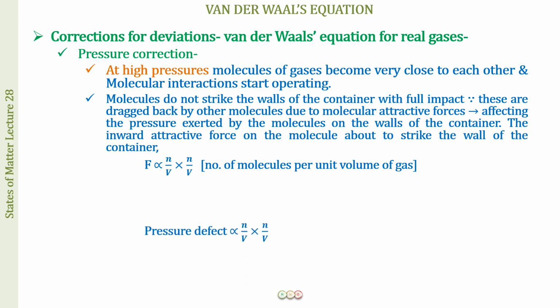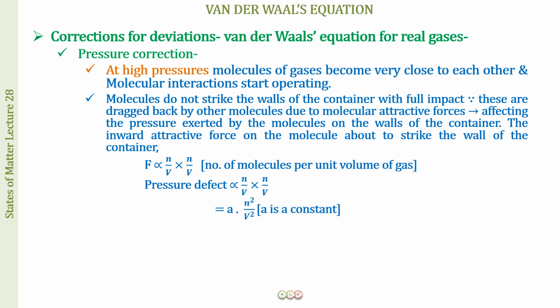So the pressure decrease, or the pressure defect that we will be seeing, is going to be proportional to n square by V square. If we remove the proportionality constant, the pressure defect is going to be equal to a n square by V square, and a is a constant which van der Waals has used to express intermolecular forces of attraction.